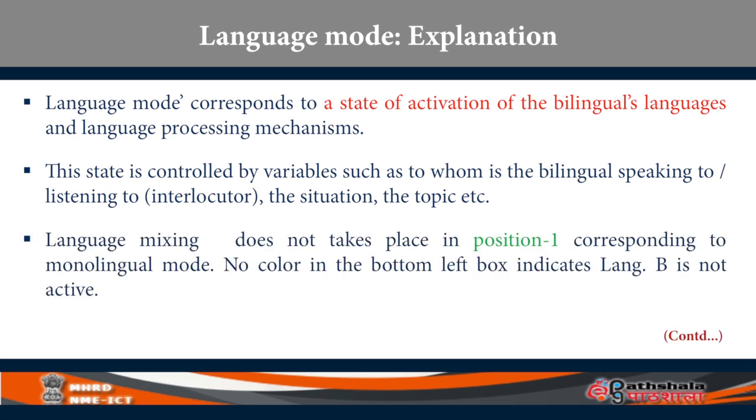So language mixing does not take place in position 1 in the figure that you have just seen. It does not take place because only one language is active in your mind. You can't mix. The other person doesn't know language B, so you will only continue to speak in language A. So there is no language mixing in position 1.